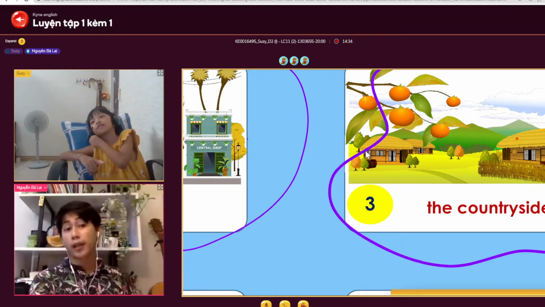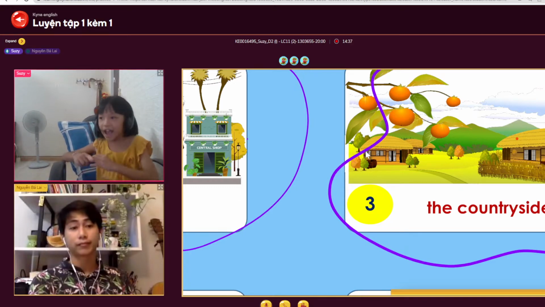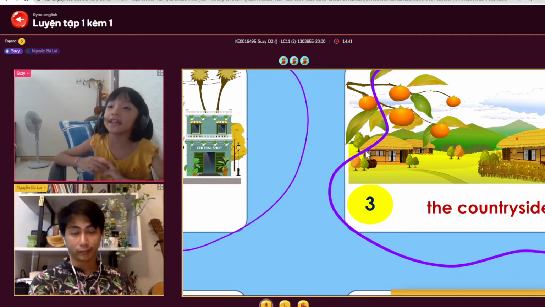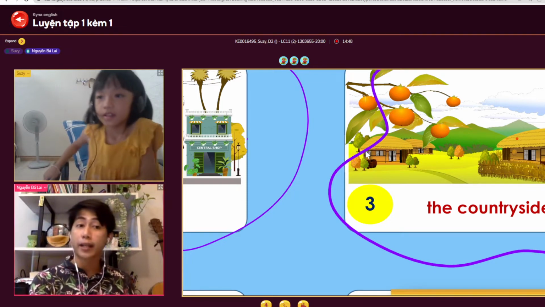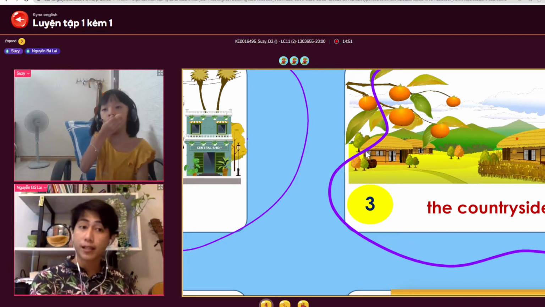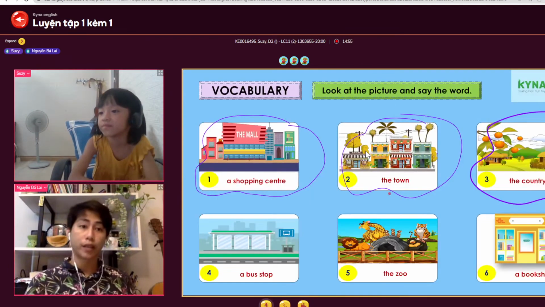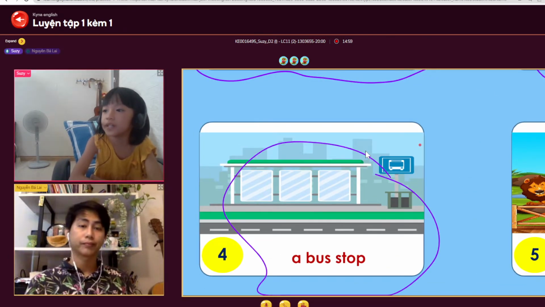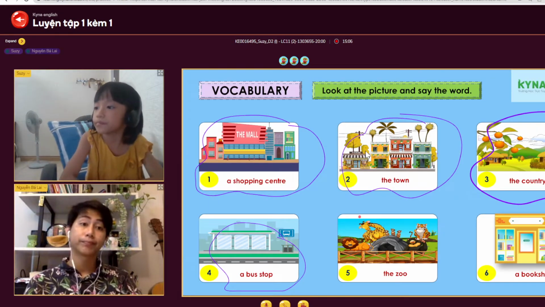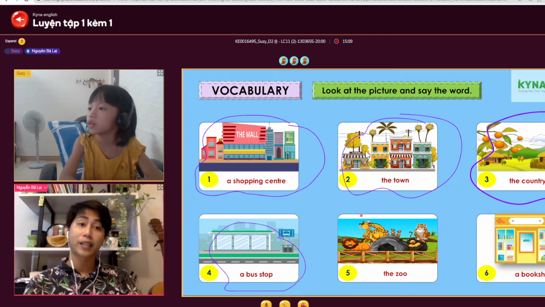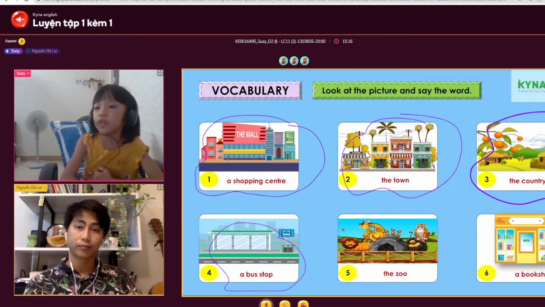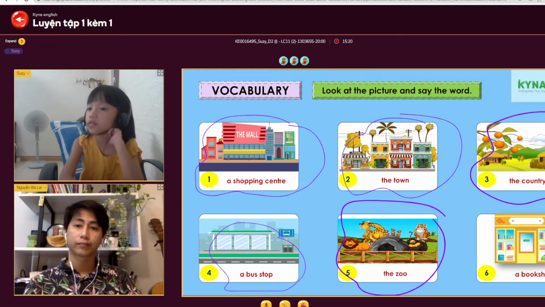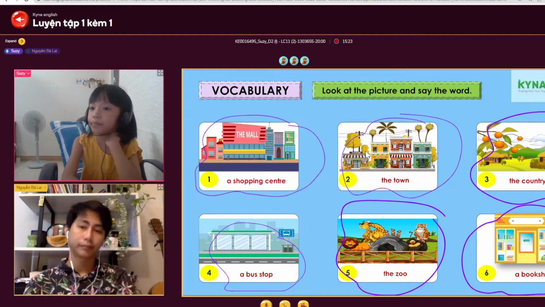So in the countryside, is it quiet or noisy? Oh, yes, I know. In the countryside, there is a lake. Or you can say, it is very quiet in the countryside. Also, there are many trees, lakes, rivers, for example. A bus stop. I went to the bus stop yesterday. Why did you go to the bus stop? I usually go to the zoo every weekend. Six. I often buy books in the bookshop.